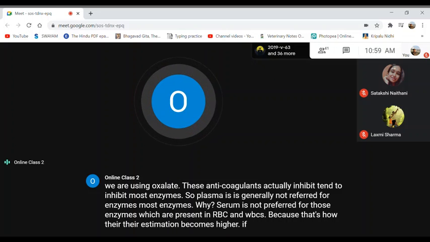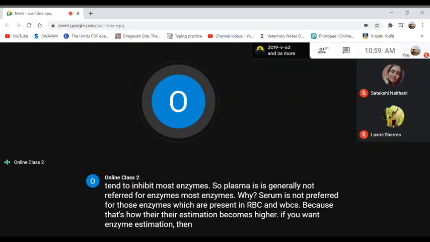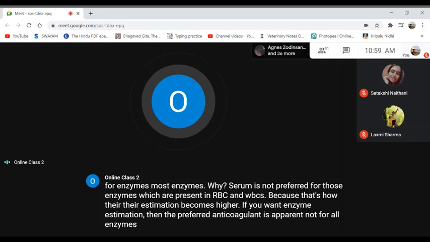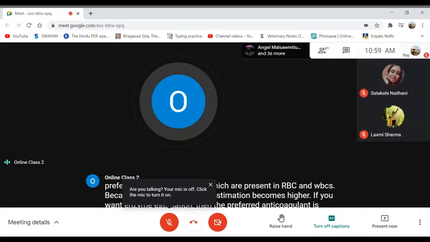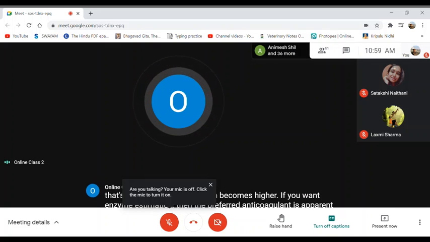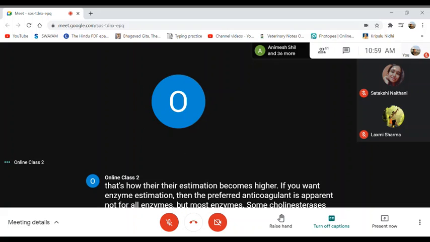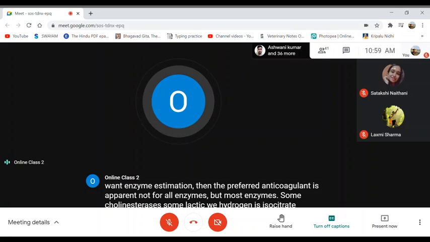If we want enzyme estimation, then the preferred anticoagulant is heparin, not for all enzymes, but most enzymes. Some cholinesterases, some lactic dehydrogenase, isocitric dehydrogenase, these enzymes are inhibited by heparin also. Okay. And for such cases, it is better to take serum, not plasma.